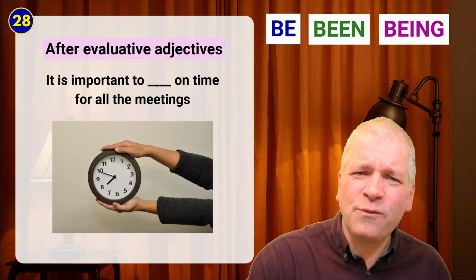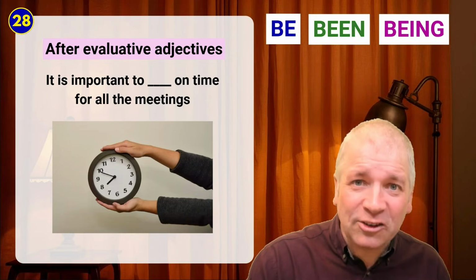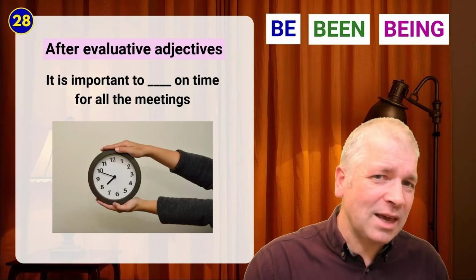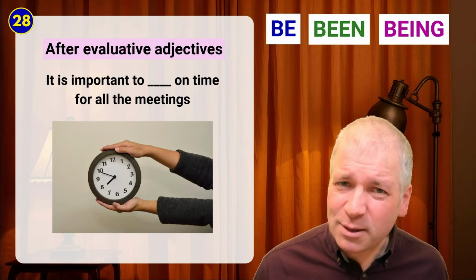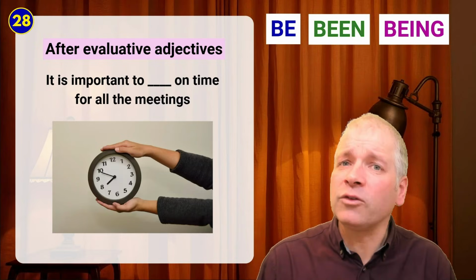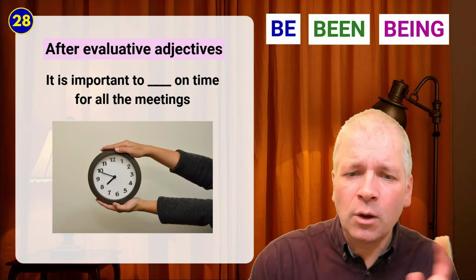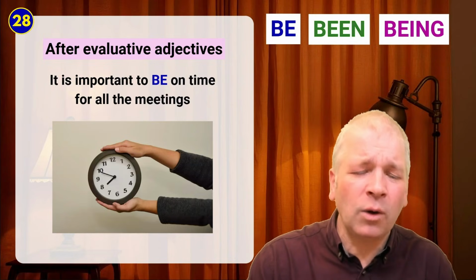And also after evaluative adjectives. Here's a clock. We need to look at the clock if we can make sure that we are punctual for meetings. Another way to say this is, it is important to something on time for all the meetings. What goes in the gap? Again, it's be. It is important to be on time.